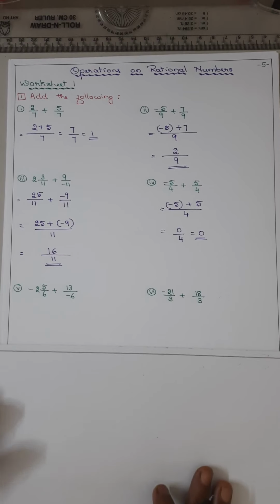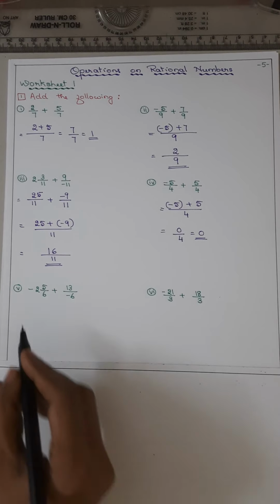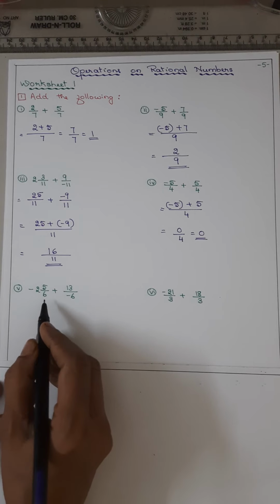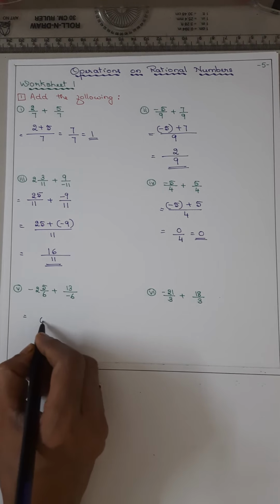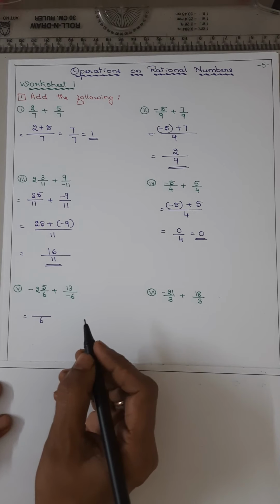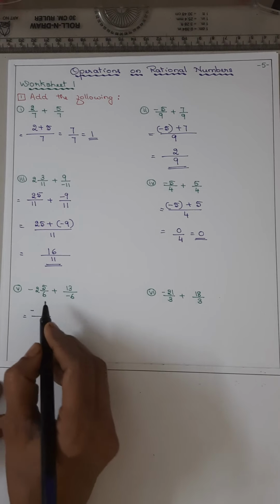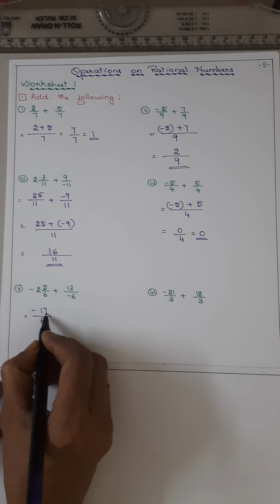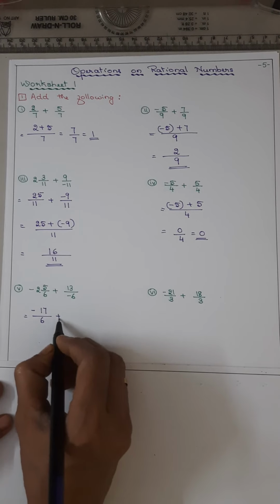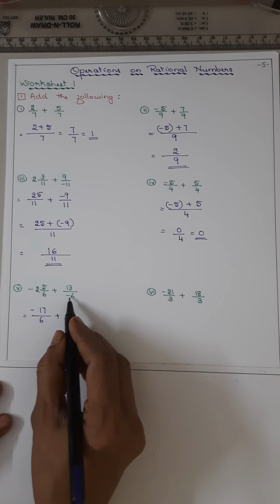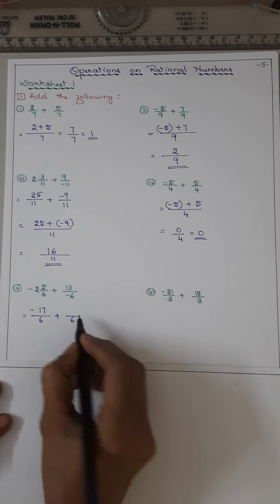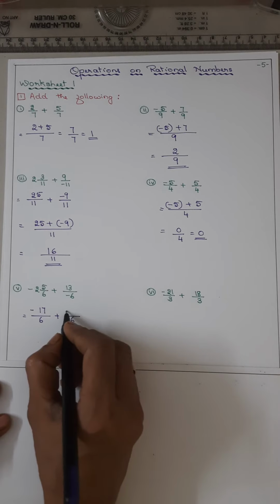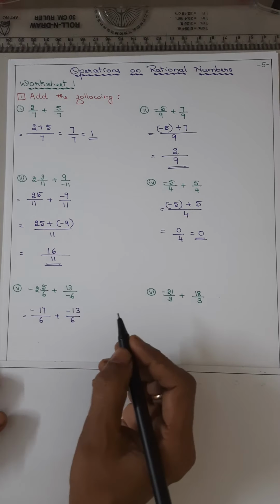Now coming to the fifth sum, minus 2 5 by 6. So convert, denominator is 6, sign is minus, 6 2s are 12 plus 5, 17, plus, denominator is negative, make it positive by multiplying by minus 1. So numerator becomes minus 13.